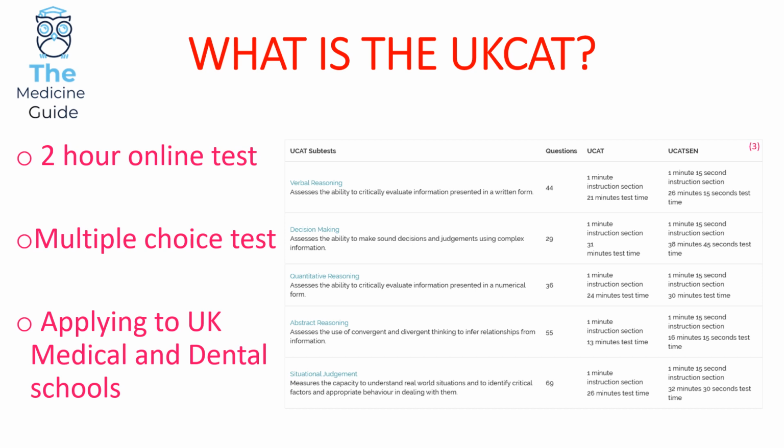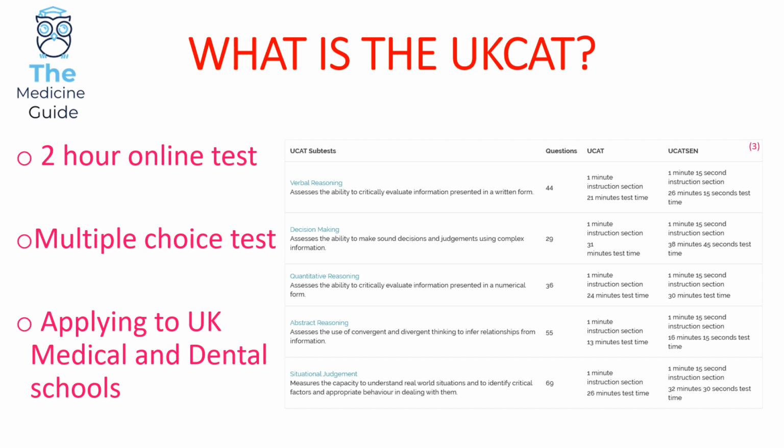Abstract reasoning, so that's all to do with looking at shapes and patterns. That involves 55 questions with 13 minutes to complete them. And finally, there's the situational judgement test, and that focuses more upon ethics and professionalism. So students will have 69 questions to complete and 26 minutes to do so.